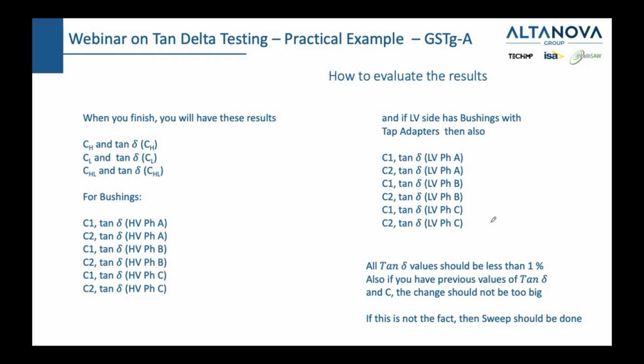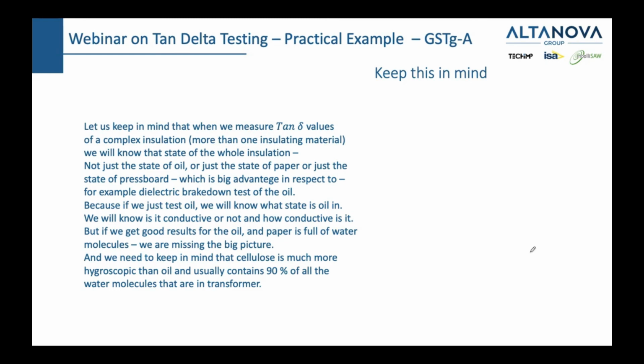Long story short, the easiest way to interpret results is that all tan delta values should be less than 1%. For capacitance, there is no standard. The only thing is that you should have the previous values, and if that value changes more than 7%, this is again a value I heard a few years ago, but I haven't found it in any standard, it was more of an empirical value. If the capacitance changes more than 7%, that's a sign for alarm. If you have some tan delta which is more than 1%, you would do a sweep to get a better view of what's happening. And we are almost done.